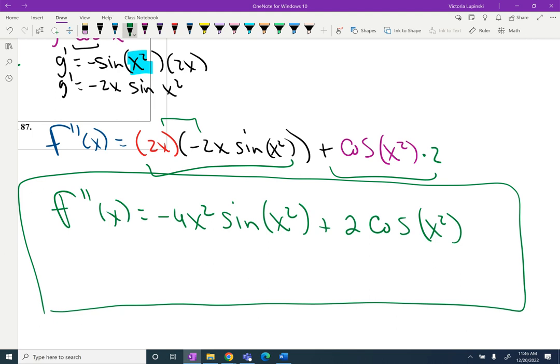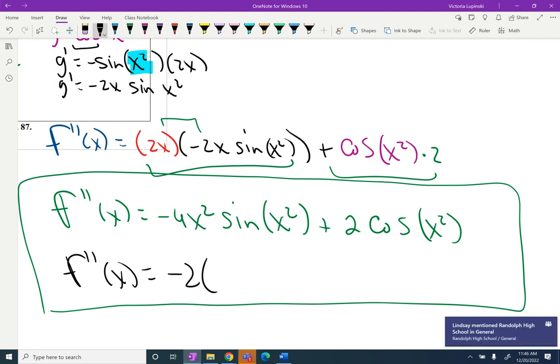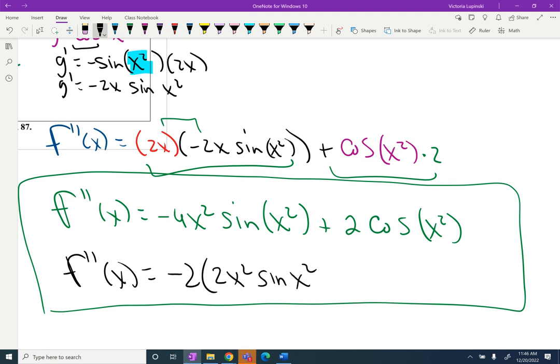Or if I told you to factor it, what's the only thing that you could factor out of both? A 2 or a negative 2. So let's say you factor out a negative 2. That would give you a positive 2x squared sine x squared minus cosine x squared. And again, the truth is I would take either of those.